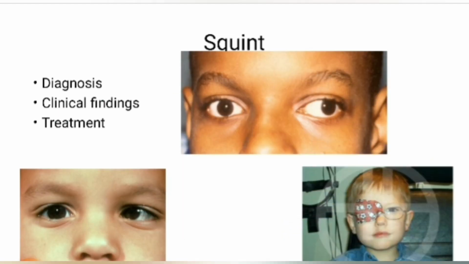Squint. The misalignment of the visual axis of the 2 eyes. In this picture there is left eye esotropia because it is moving inward. In this there is left eye exotropia as it moves outside. This is a picture of amblyopia and one eye is occluded for treatment.